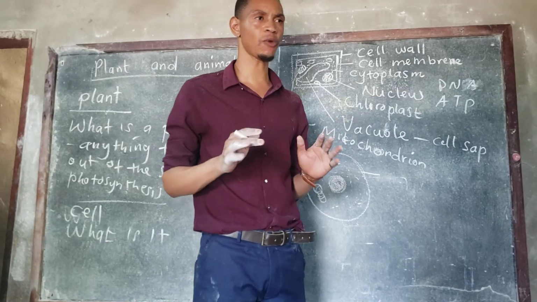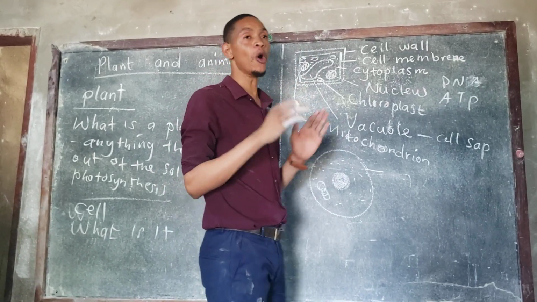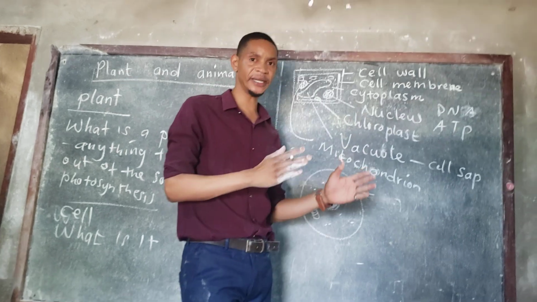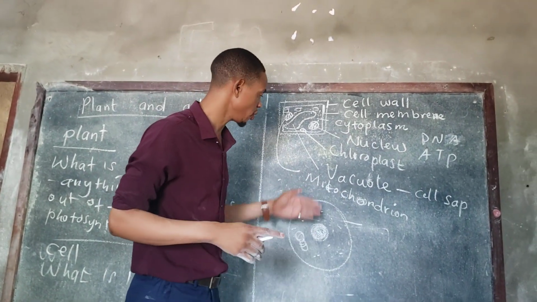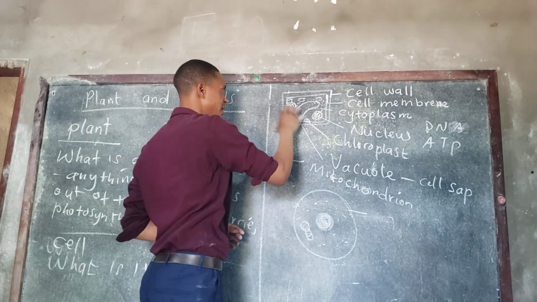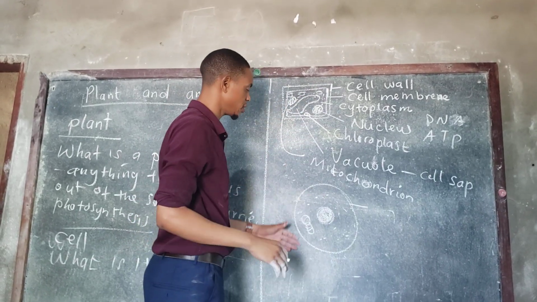Animals do not have a cell wall. So most animal cells don't have a cell wall. All the cells that are contained in animals don't have a cell wall. So here, this is an animal cell, and this one is called a plant cell. The whole structure is called a plant cell. This structure is called an animal cell.